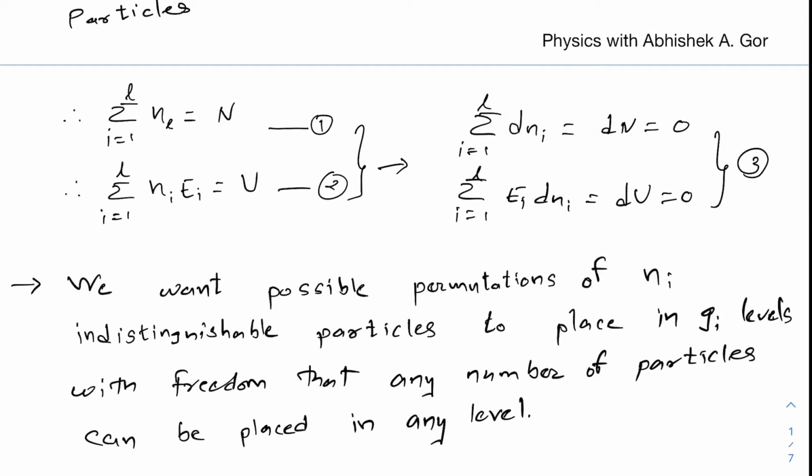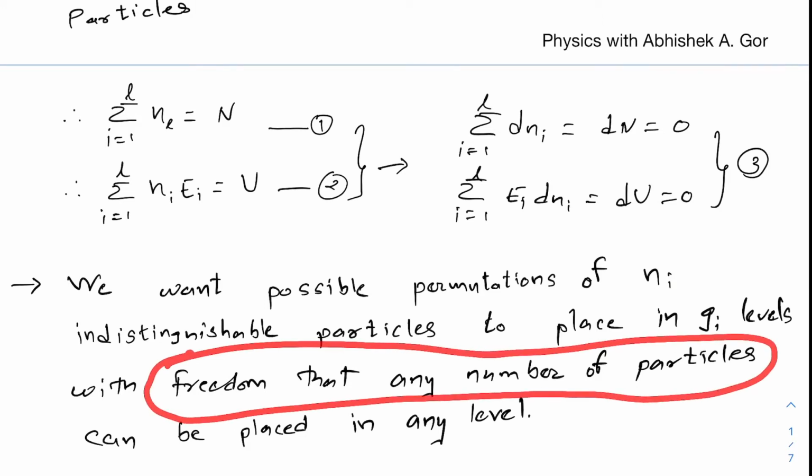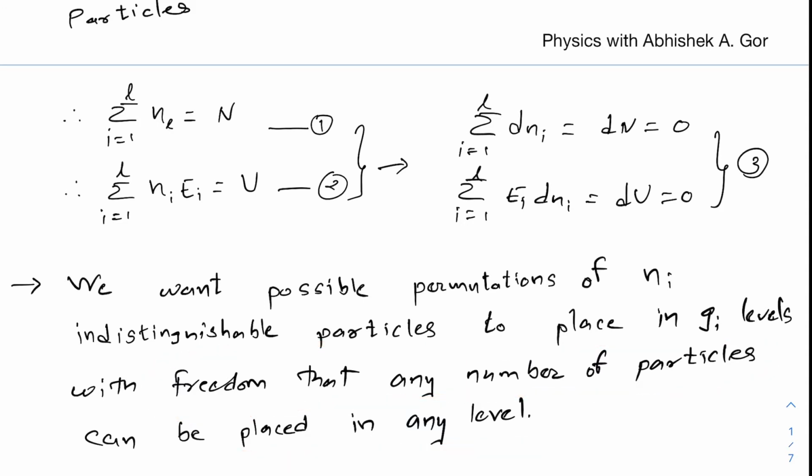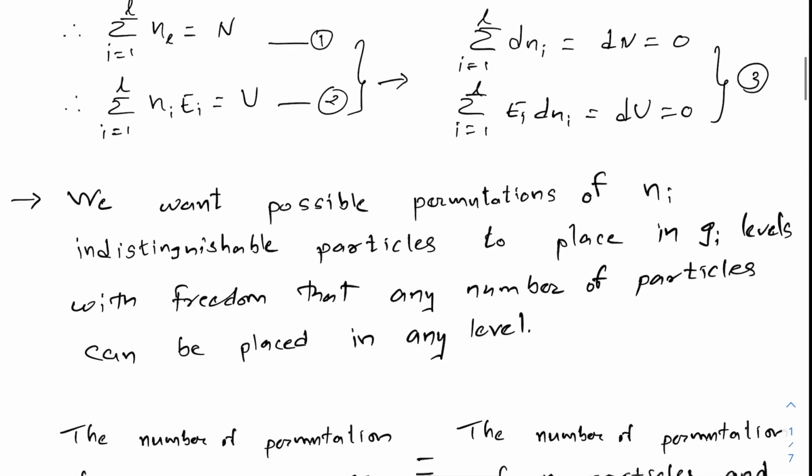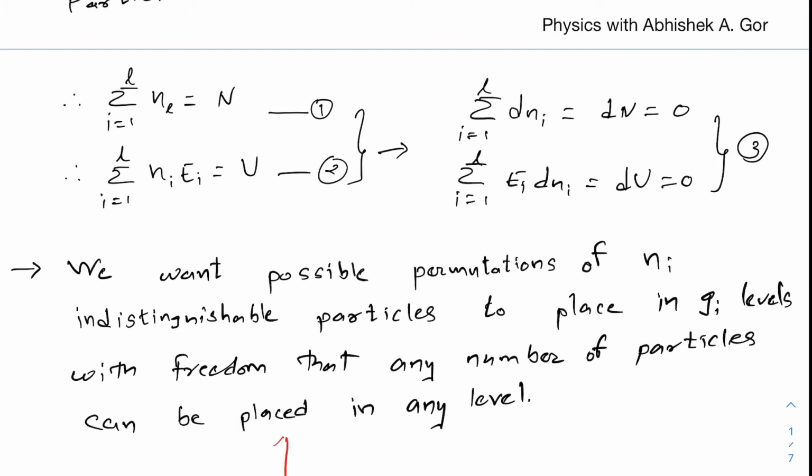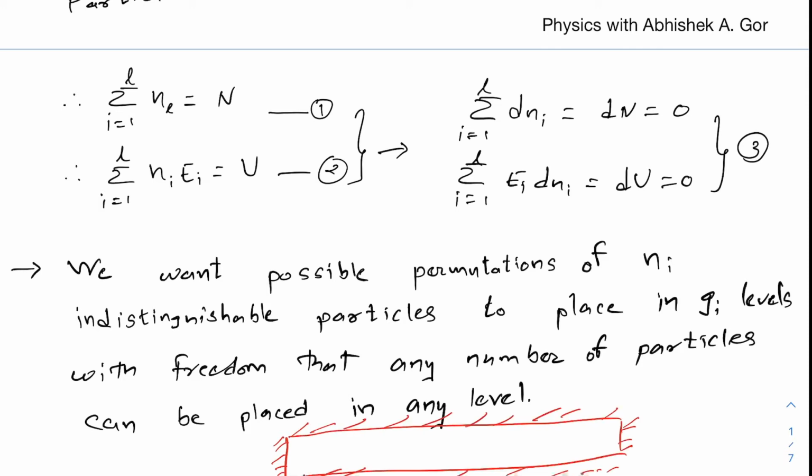Now we want the possible permutations of all the Ni particles, which are indistinguishable, to be placed in Gi levels, such that any number of particles can be placed in any level. So see, in this case we can expect that the system is like this. If this is an isolated system within this box, and let's say we have 1, 2, 3, 4 partitions. This is partition number 1, partition number 2, partition number 3 and partition number 4.